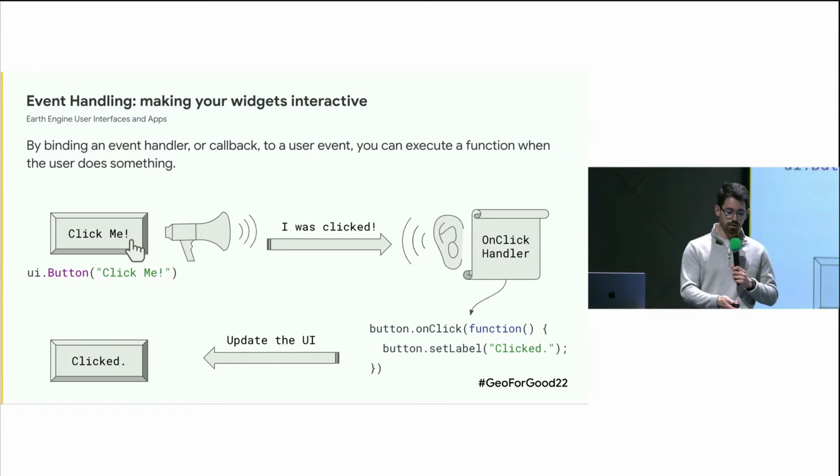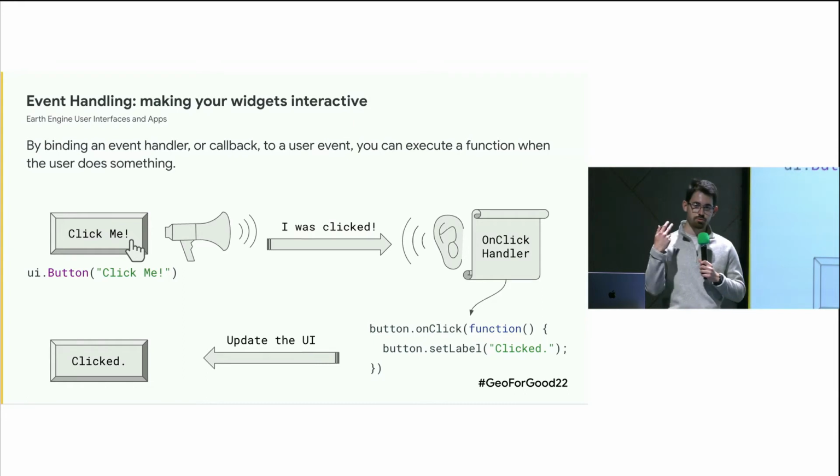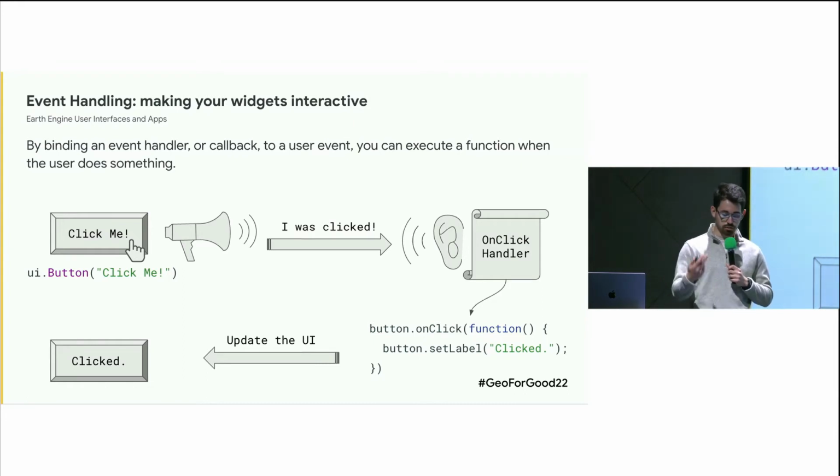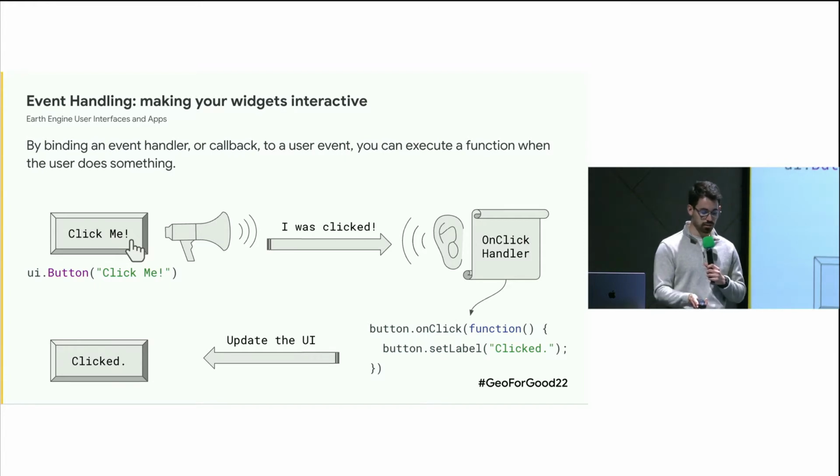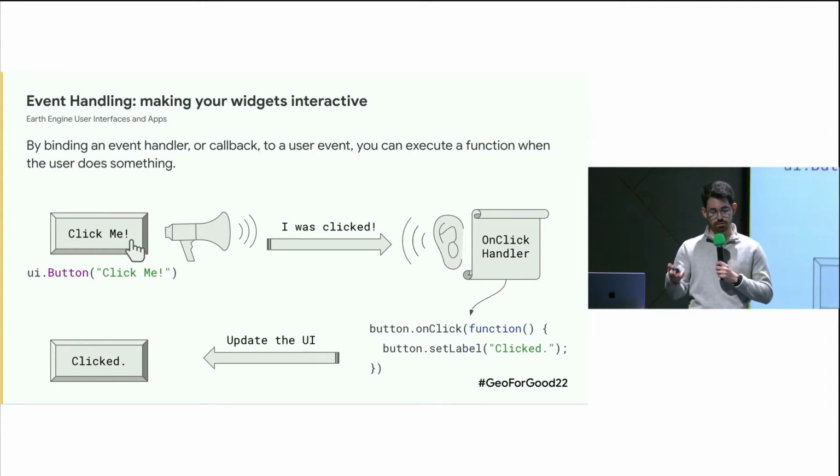So we have the button, and when it's clicked, it's going to fire an event. And then the onClick handler is listening for that event. So the button will contact the onClick handler that it was clicked. And once we get that event, we're going to do something. So we're going to change the label to clicked. So then we're going to update the UI, and the button's going to say clicked. So this is kind of how events work. Any questions about that?